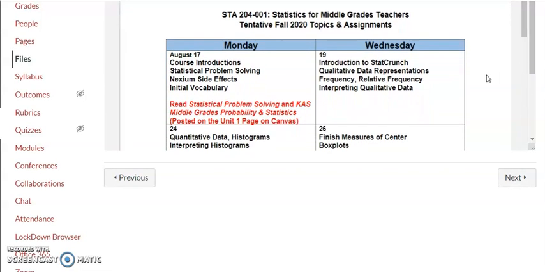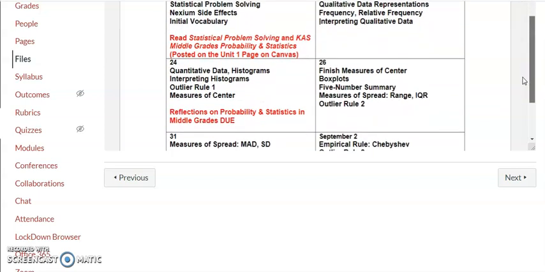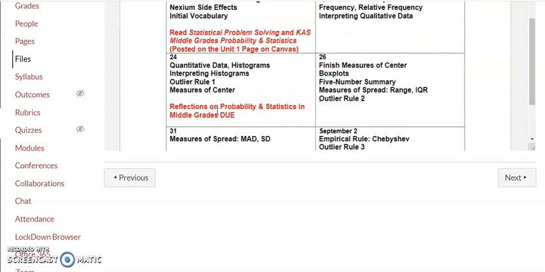So Monday, August 17th, tomorrow, today's Sunday, we're going to be doing course introductions and an introductory activity. I've got an initial assignment, which is reading the statistical problem-solving piece and the Kentucky Academic Standards for the middle grades, focusing on middle grades probability and statistics. So you're aware of the concepts, the content that you'll be teaching as middle grades teachers. That assignment is due on the 24th.